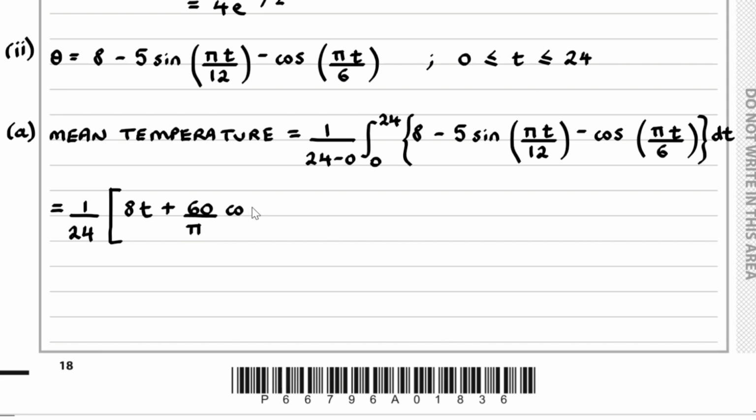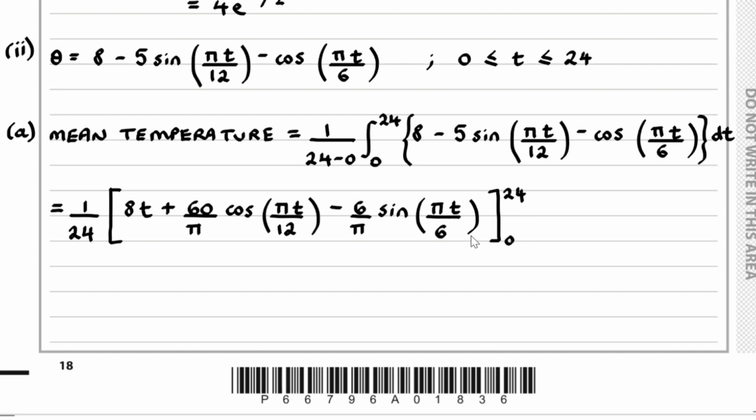lots of the cosine of pi t over 12, and then integrating cos, we end up with sine. So we've got minus, and then 1 over pi over 6 is 6 over pi, and then we have sine of pi t over 6, and all of this needs to be evaluated between 0 and 24.